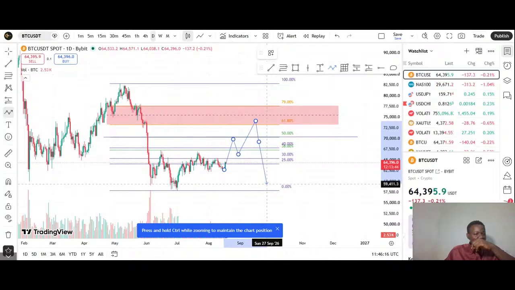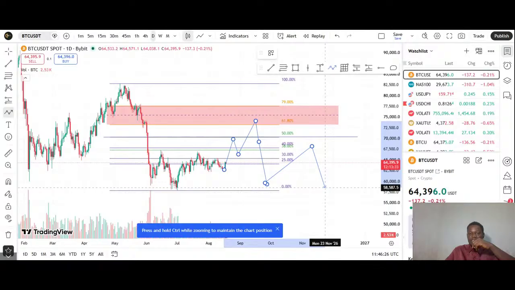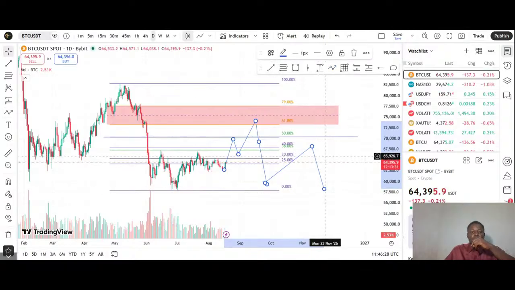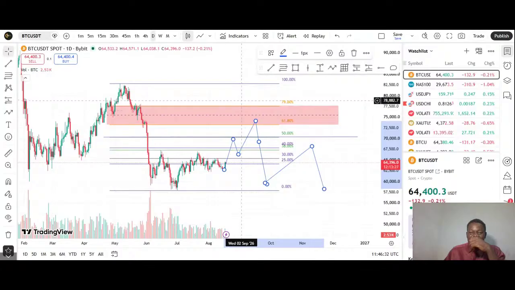Now I told you, everything I tell you is not automatic. It does not just happen. You must look out for signs and signals. But once price comes here, it's a zone called the golden zone, and most times you could sell from here.